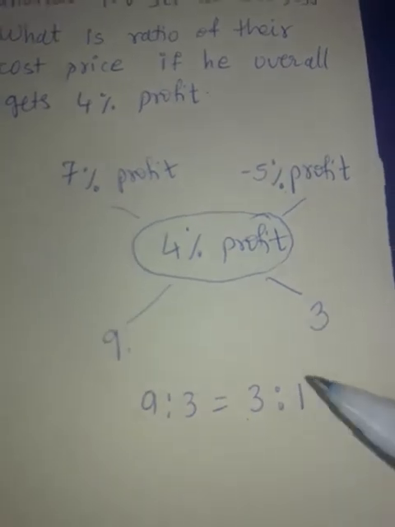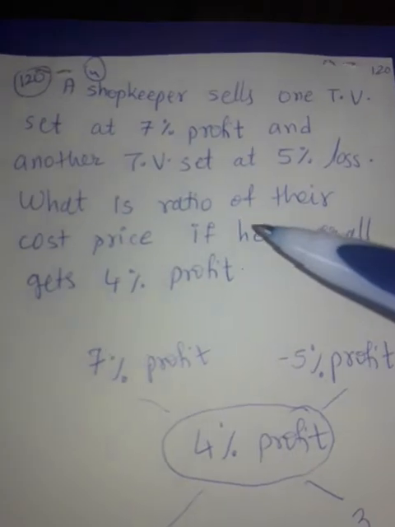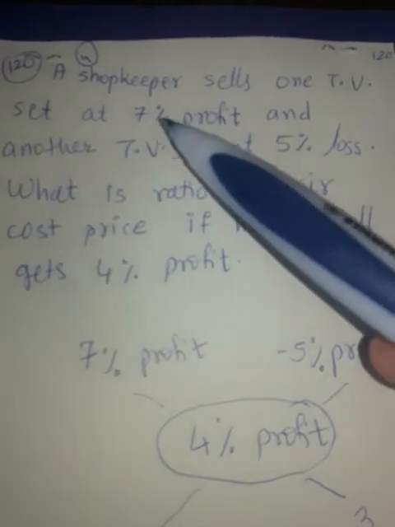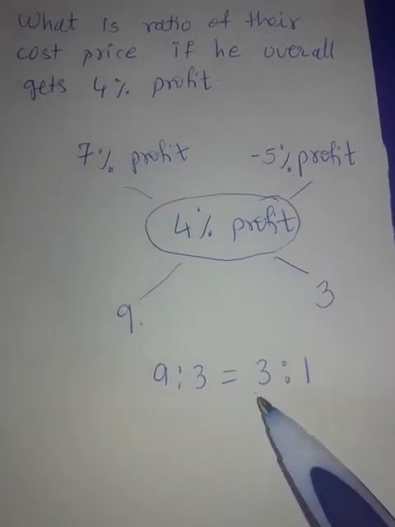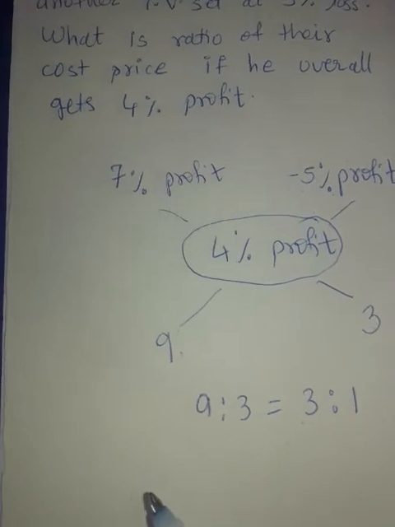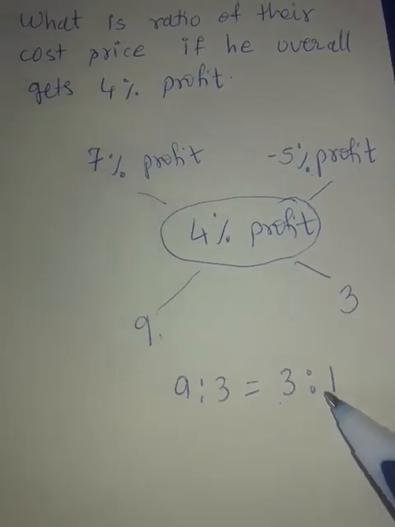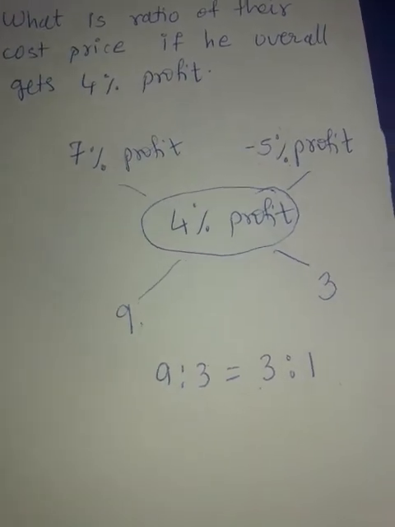9:3, 3:1. If the question is other way around, that find the ratio of the cost price of TV set which was sold at 5% to 7%, then your answer will be 1:3 and not 3:1. So just take that care before you mark your answer, whether it is 3:1, 1:3. 9 is below which number, 3 is below which number.